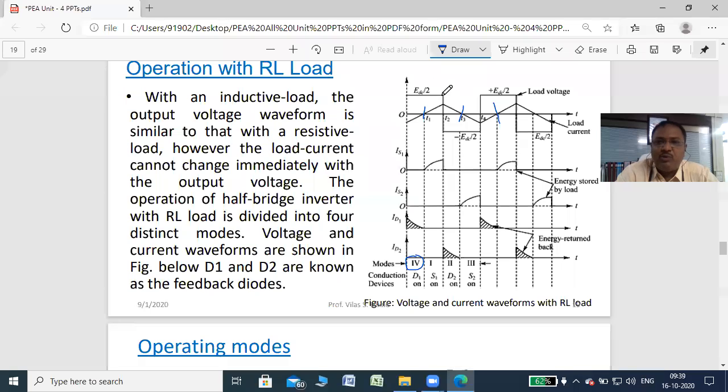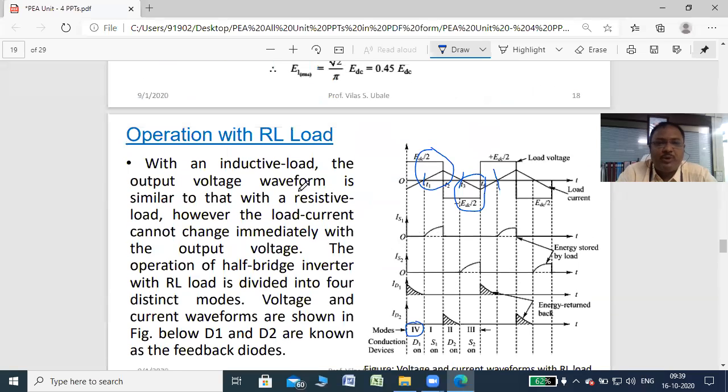So you can check here, during S1 on, output voltage is positive, current is also positive. When S2 is on, output voltage is negative and current is also negative. When diode D1 is on, current is negative. When diode D2 is on, current is positive. So this is our output voltage and current. These are the energy stored by the inductive load, when S1 is on, when S2 is on, and these are the diode currents. So diode currents, SCR currents, or switch currents you can say, and this is the output voltage and output current, load current and load voltage, right?